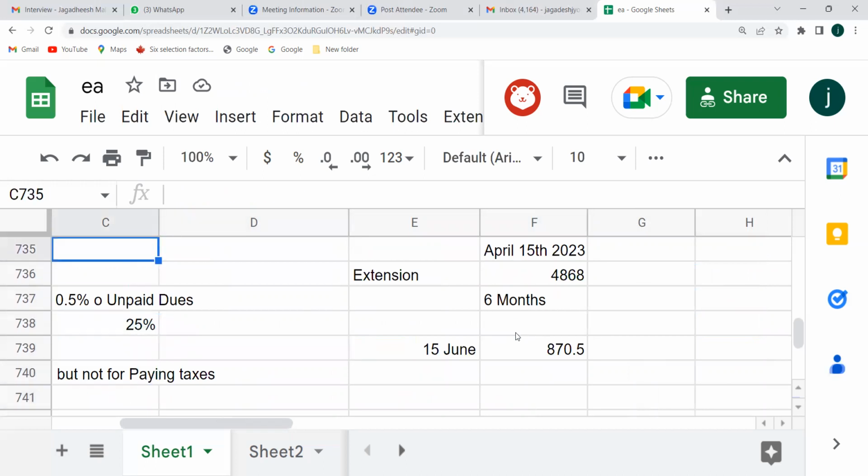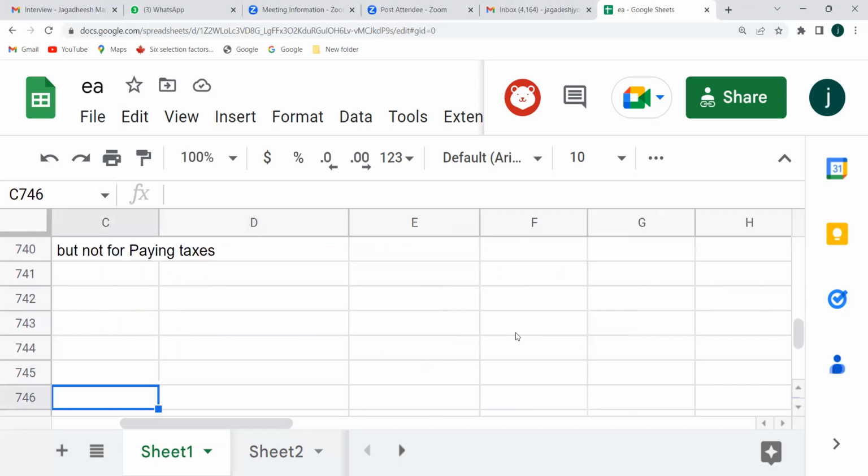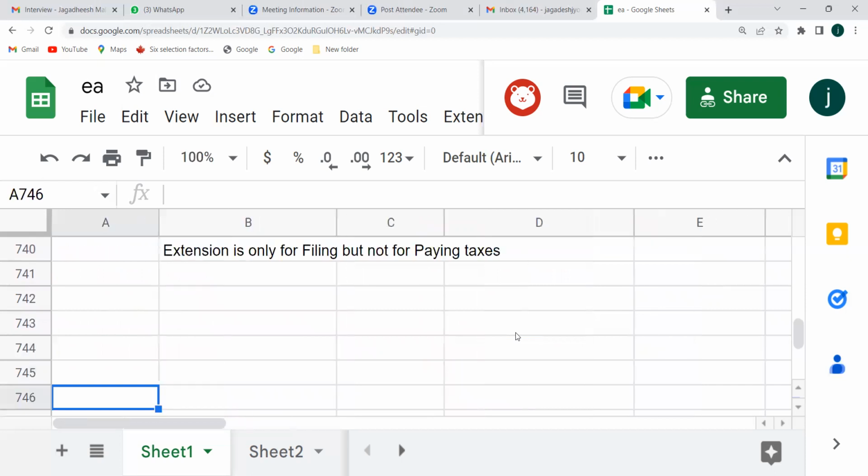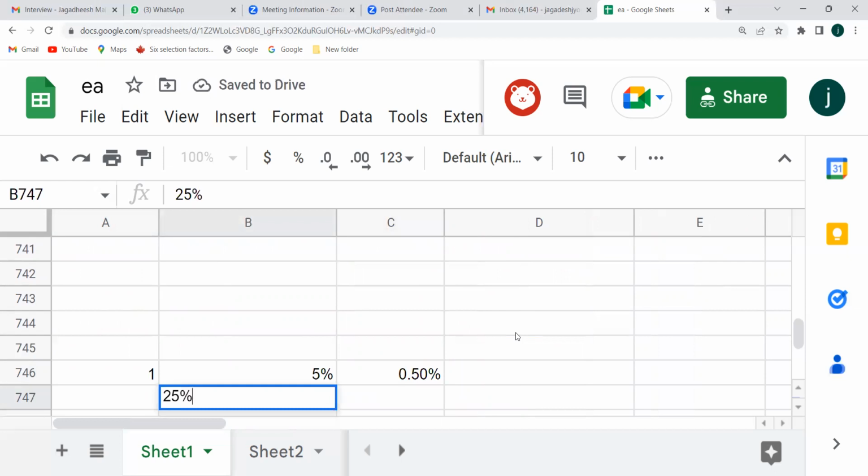So 2 points here we had discussed. What is the first point? First point, 5% and here 0.5%. And second point, it should not exceed more than 25% and 25%.